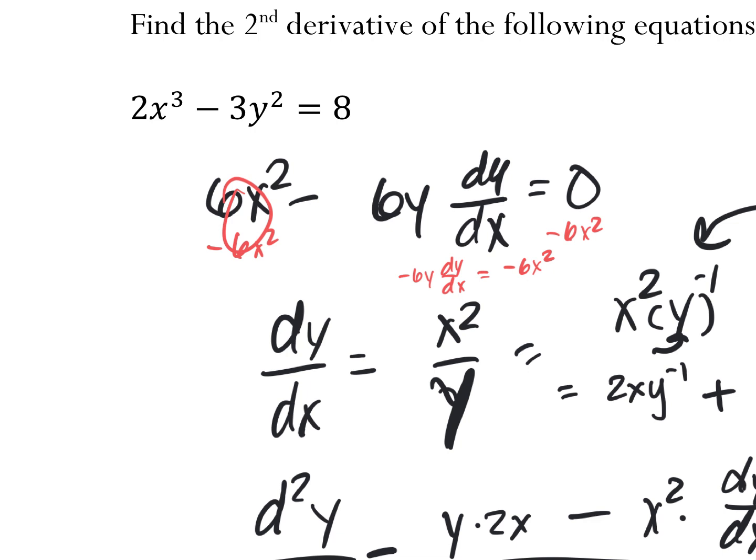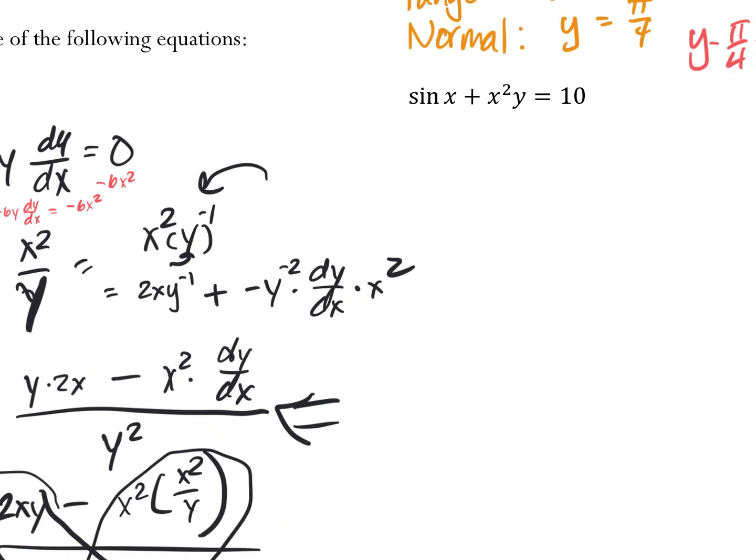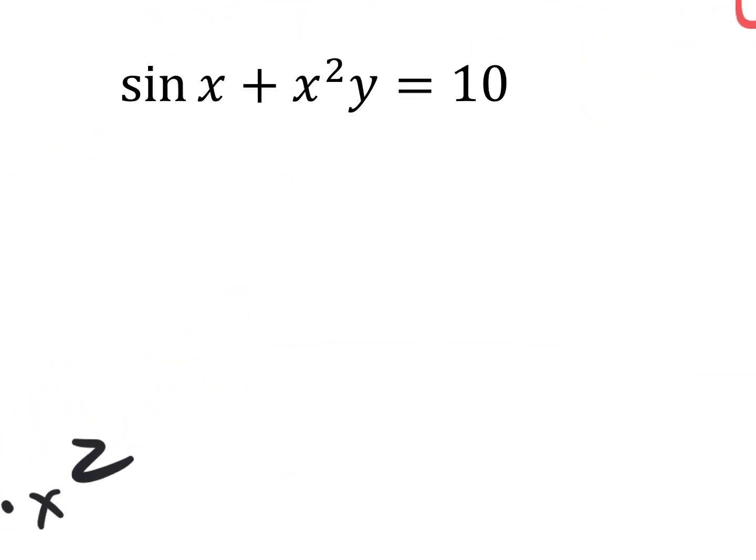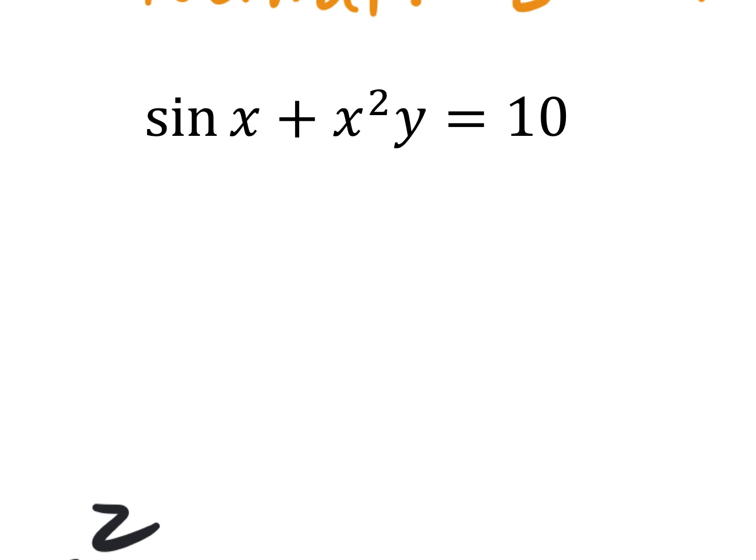Do you want to look at the next one? Should we look at it together? Sure. Let's see. Cosine of x plus 2xy plus x squared times dy dx equals 0. Did I get that right? So what does that make dy dx?